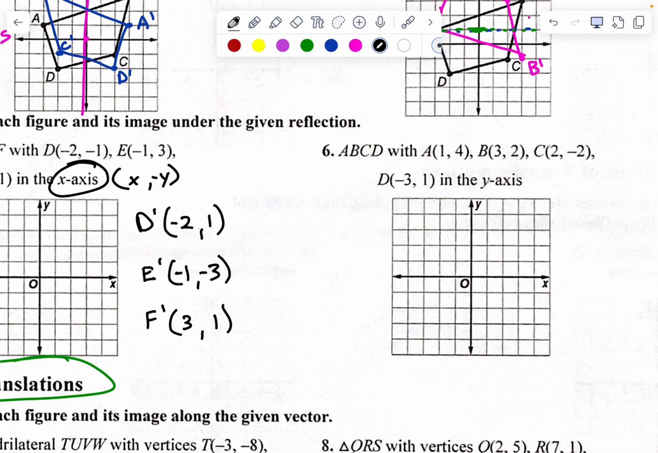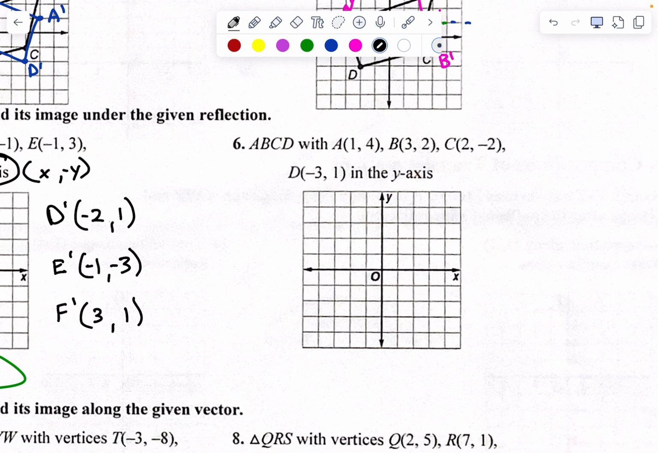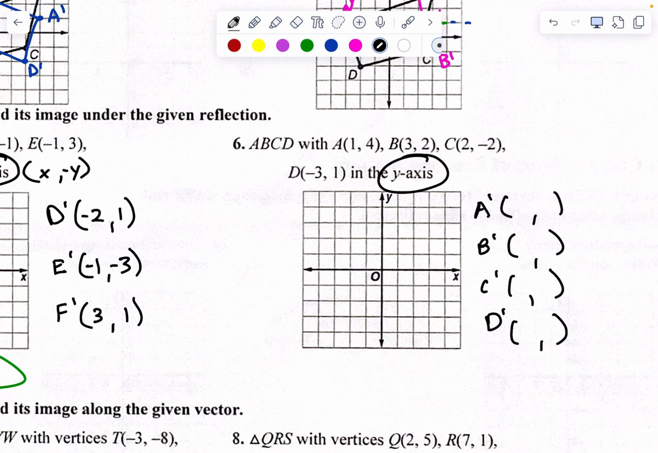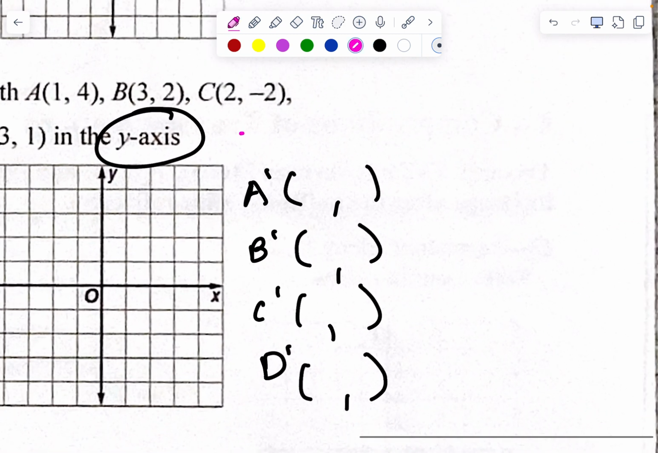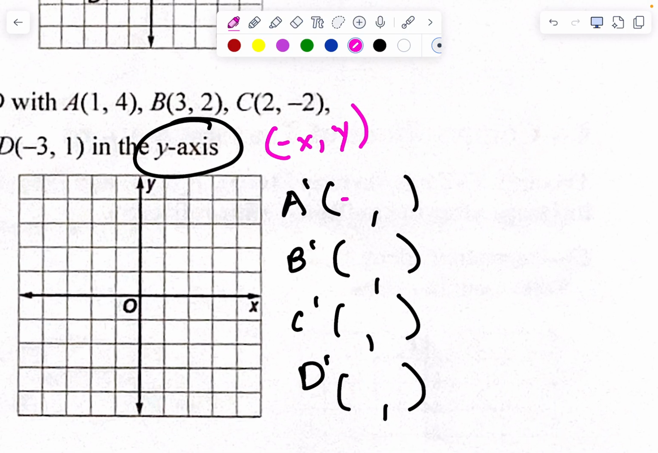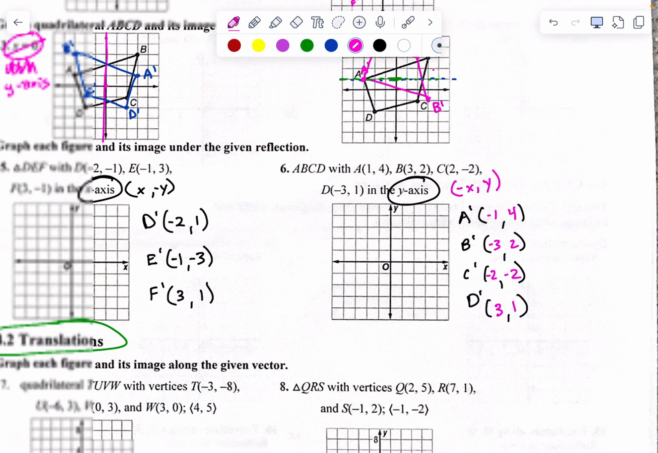All right, next, 6. We've got 4 of them. We've got A prime, B prime, C prime, and D prime. Across the y-axis, x will become negative. All right. -1, 4. -3, 2. -2, -2. And 3, 1. You got it. Too easy.